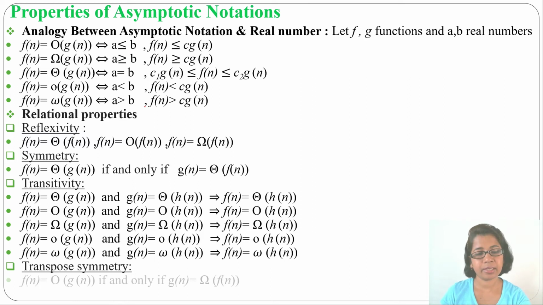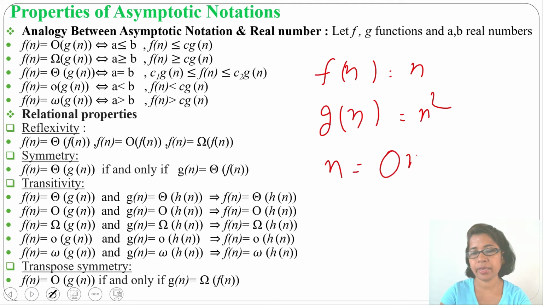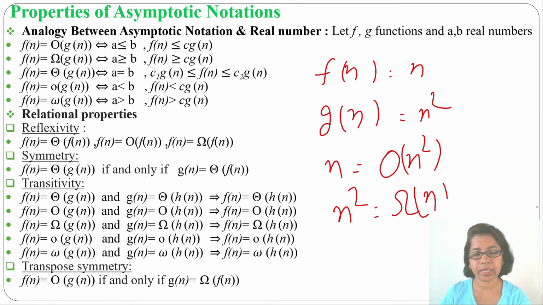Next, transpose symmetry. f(n) equals big O of g(n) if and only if g(n) equals big omega of f(n). Suppose f(n) equals n and g(n) equals n square, then we can write n equals O of n square, or n square equals omega of n. So f(n) equals O of g(n) if and only if g(n) equals omega of f(n). If n square is greater than or equal to n, then n is less than or equal to n square.